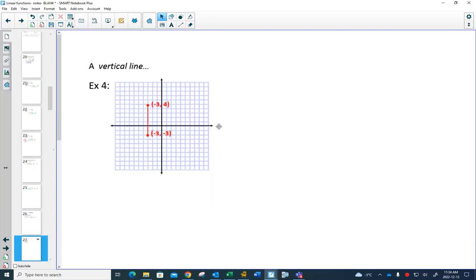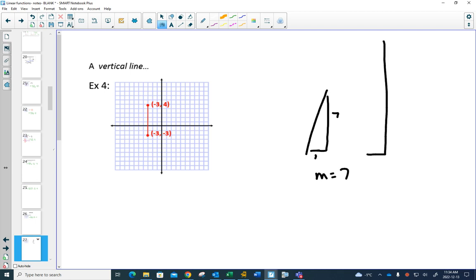What do you think we're going to do with this? Okay, so if the slope goes up, here is a rise of 7 and a run of 1. That would be a slope of 7. And if I went steeper, if I went up 12, my slope gets bigger. So the bigger my slope number, the steeper it gets.